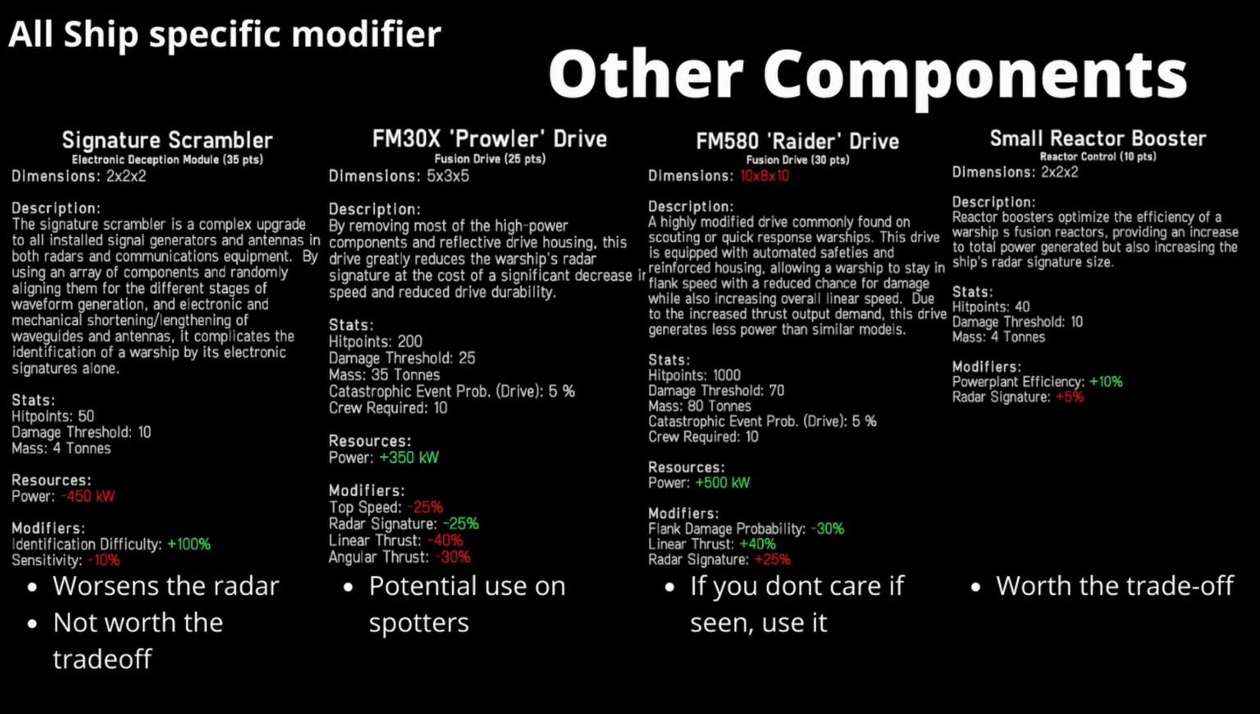Finally, the small reactor booster, you're going to increase your power plant efficiency by 10%, so you'll get 10% more power resource for that ship at the cost of a radar signature increase of 5%. This can be worth the trade-off, and this is situational, particularly for only 10 points, which is quite cheap. A 5% increase on things such as a Corvette or a Frigate isn't too bad, particularly if you are then compensating for that with the prowler drives or other components.